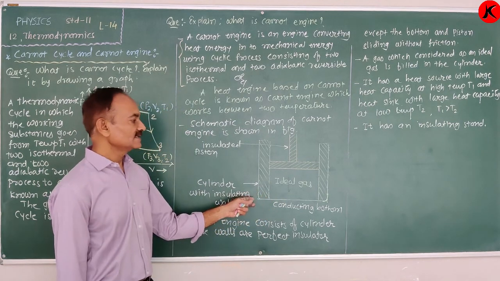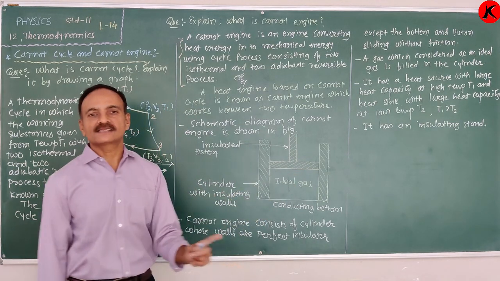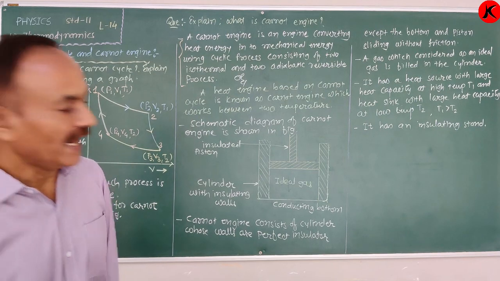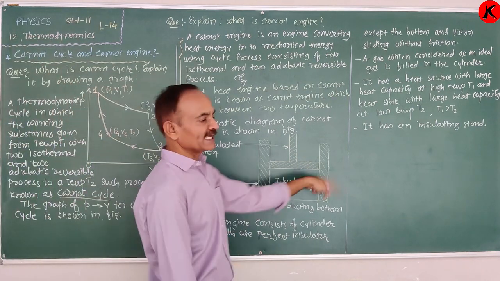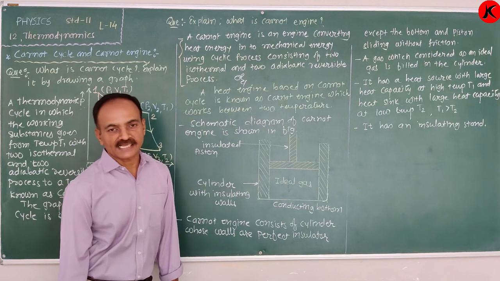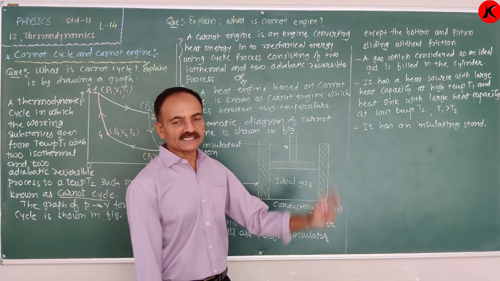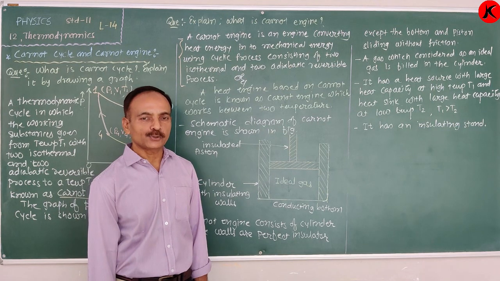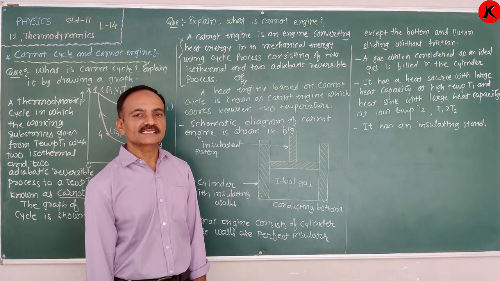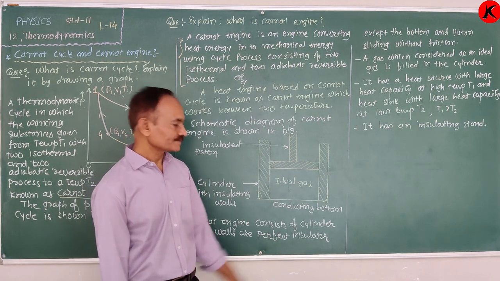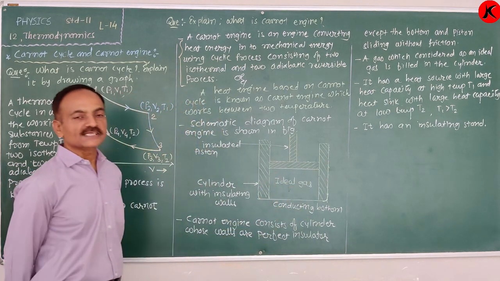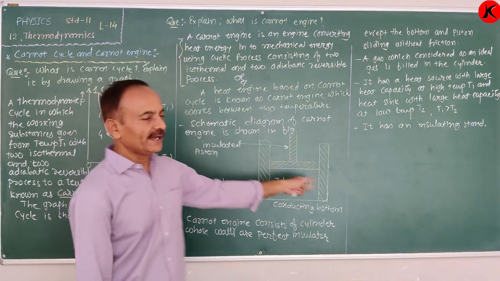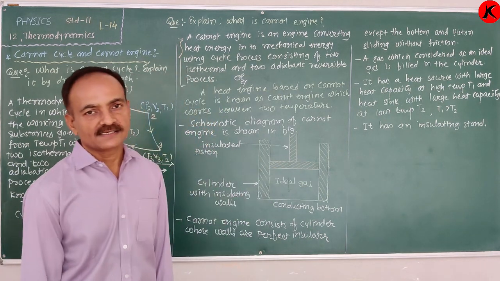It has the heat source with large heat capacity and high temperature T1, and also it has the heat sink with large heat capacity but low temperature T2. Therefore, T1 is greater than T2. It also has the insulating stand. So that is the block diagram of a Carnot engine.